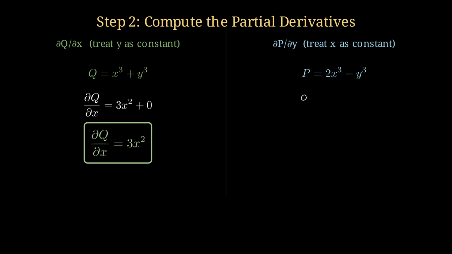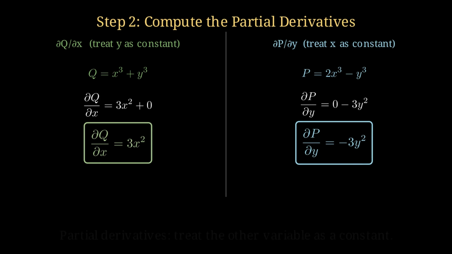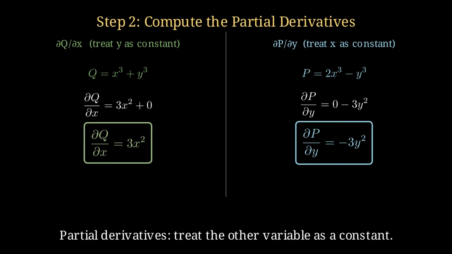Now the second one. The partial derivative of P with respect to y. P is 2x³ minus y³. The derivative of 2x³ with respect to y, since x is now the constant, is 0. The derivative of negative y cubed with respect to y is negative 3y squared. Now we differentiate with respect to y, treating x as the constant. So partial P over partial y equals negative 3y squared. These two results are our ingredients.